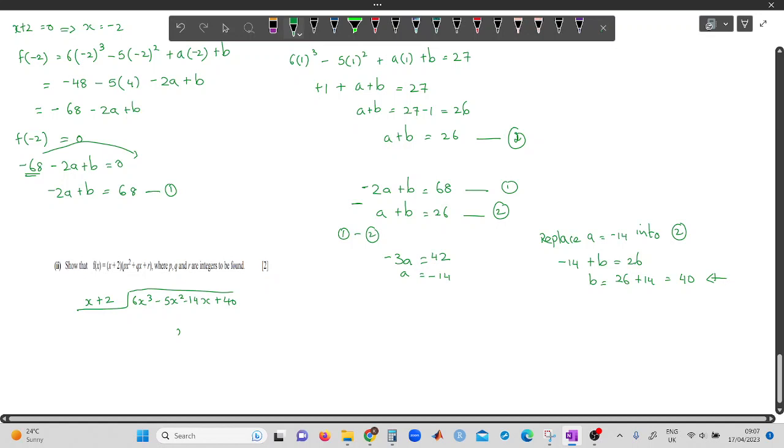So 6x cubed divided by x is 6x squared. Multiplied, we get 6x cubed plus 12x squared. We subtract to find if there is any remainder. So minus 5x squared minus 12x squared gives minus 17x squared. Bring down minus 14x. Minus 17x squared divided by x is minus 17x. I will multiply again. We get minus 17x squared minus 34x. Subtract. So this cancels out. Minus 17x squared minus minus 17x squared gives me 0.